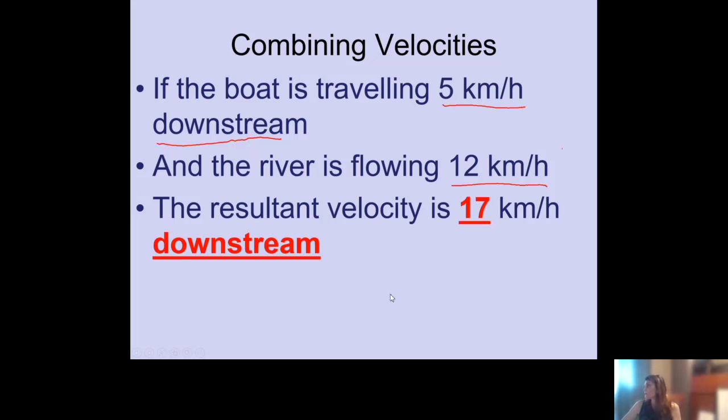If the boat is going 5 kilometers an hour downstream, which is with the current, and the river is flowing at 12 kilometers an hour, the resultant velocity is 17 kilometers an hour downstream. Downstream is the direction, and 17 is the magnitude or the amount. Okay, the distance is 17. I'm sorry, the velocity is 17, but you've got to say what direction.